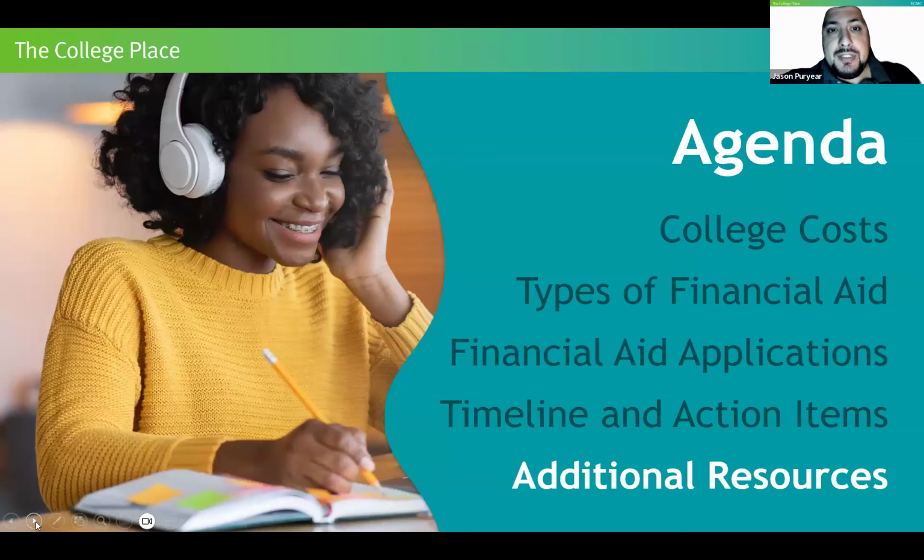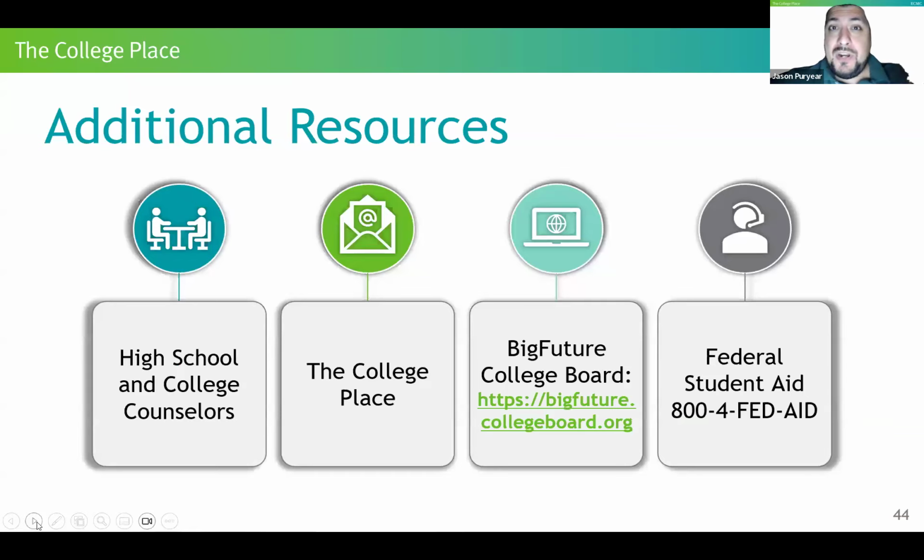So have those discussions. If you need additional resources, start with your college career counselor. I've worked with all of them in Prince William County schools, and they're all great and care a lot about doing a great job for the students they serve and the families they work with. I'm here as a resource at the College Place. If you're using tools like Big Future through the College Board, that's another great way to work your way through this process. If you have questions or get stuck on the FAFSA, you can always call Federal Student Aid.